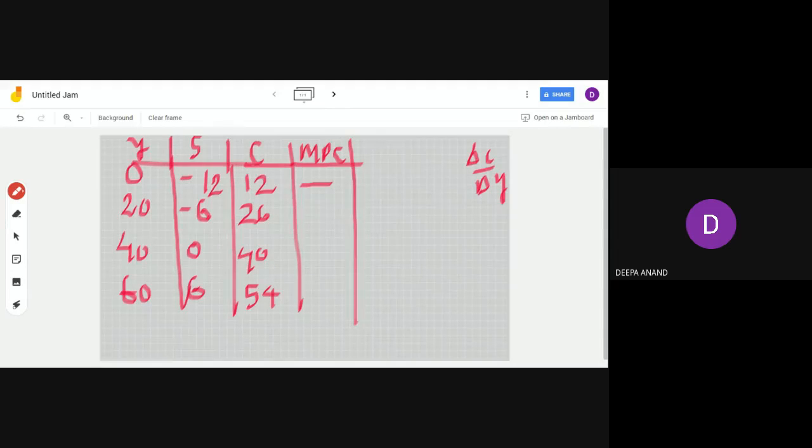Give me the figure. 0.70. First, substitute it here itself. 12 to 26, what is the difference? 14. 14 upon 20. You just write 14 upon 20. Otherwise, later on, if you write only 0.7, you may not know how you got the answer. Now, 26 to 40. Here the change in consumption, give me a minute.